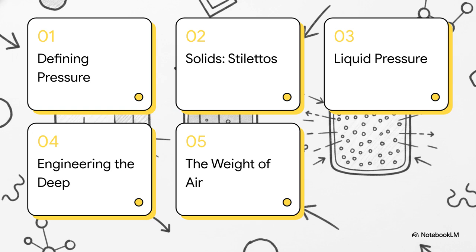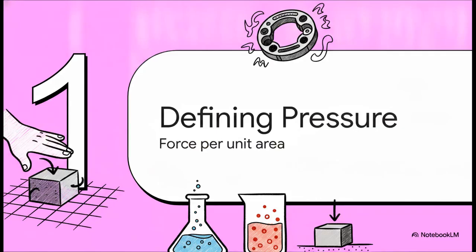So here is our roadmap for today's explainer. First, defining pressure. Second, solids, stilettos versus elephants. Third, liquid pressure and depth. Fourth, engineering for the deep. And fifth, the invisible weight of air. All right, let's jump straight into Section 1, defining pressure.